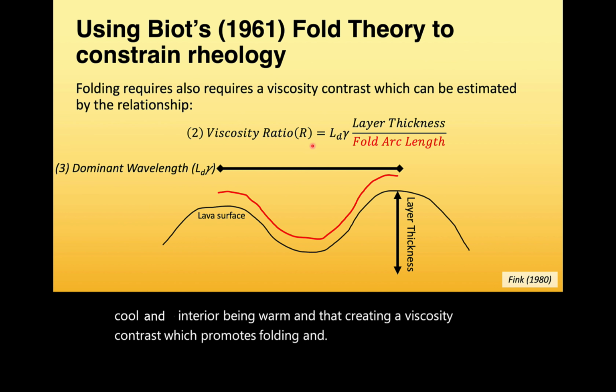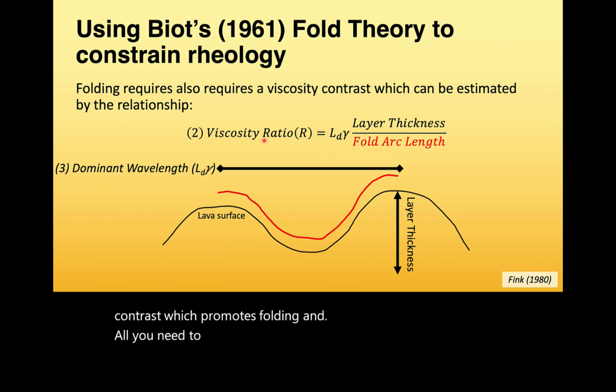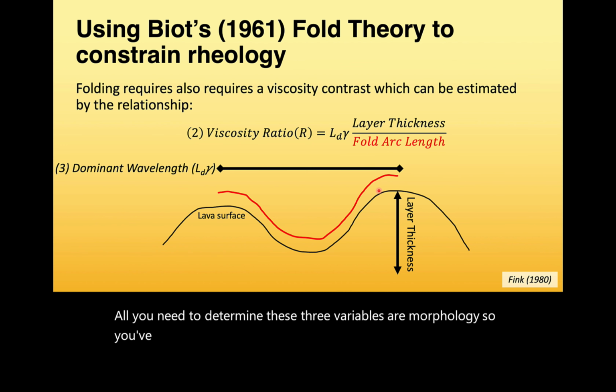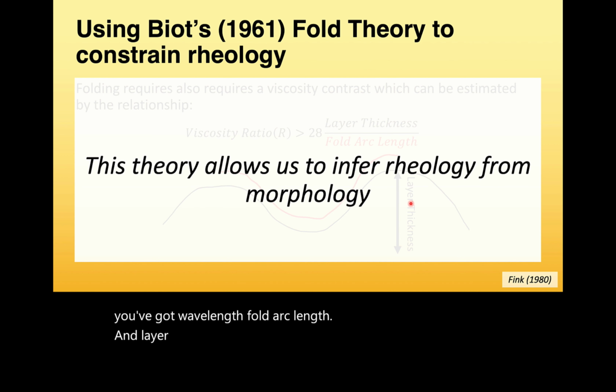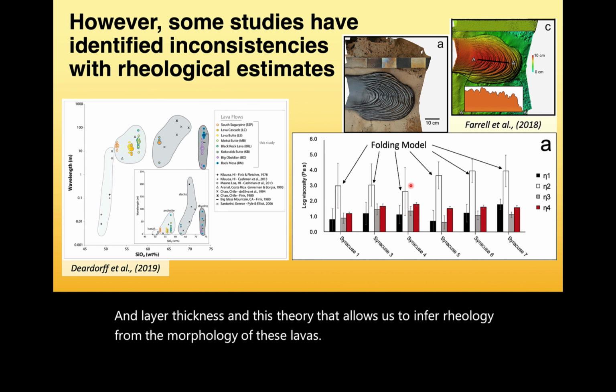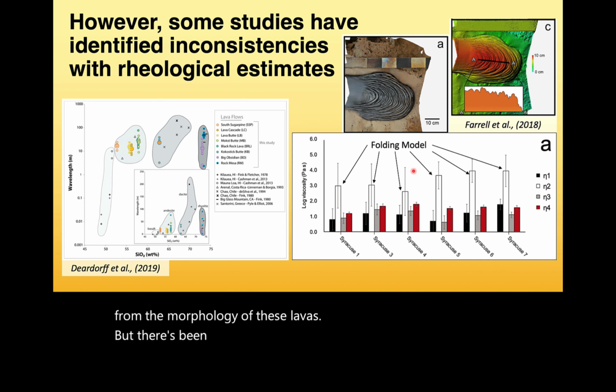And all you need to determine these three variables is morphology. So you've got wavelength, fold arc length, and layer thickness. And this is the theory that allows us to infer rheology from the morphology of these lavas. But there have been some problems with recent studies in these rheological estimates.